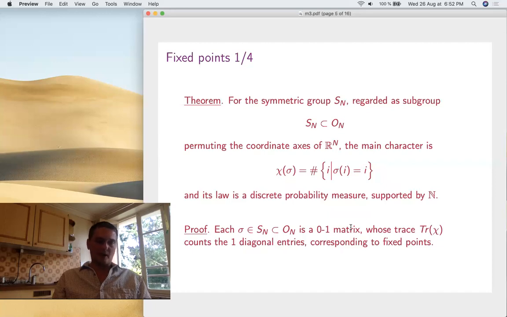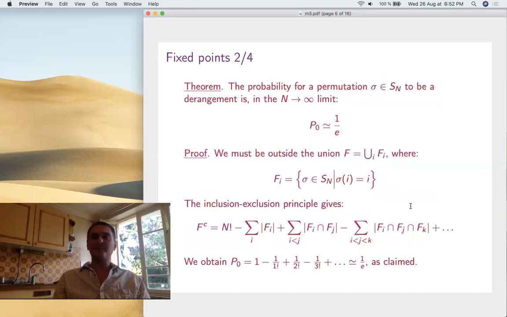I mean, the value of the character is n, the positive integer. So I have to compute a discrete probability measure supported by n. Now, even if you don't know the answer in advance, what can it be? Like Bernoulli plus one, things like this. There are not so many measures like that. So let's get into this now.